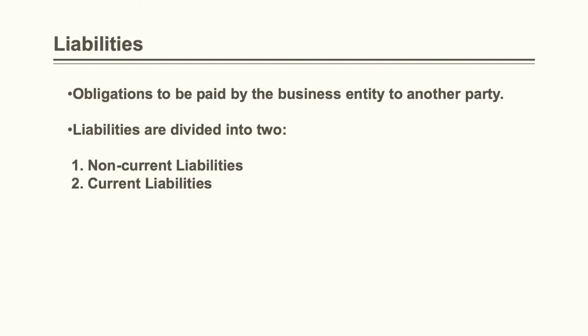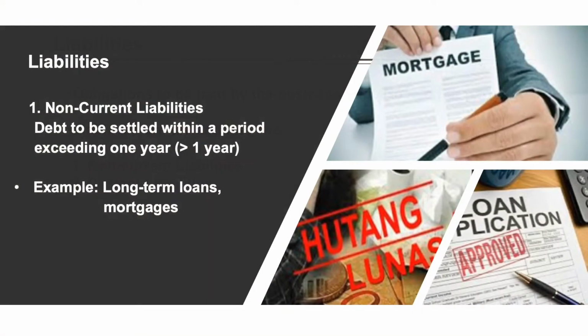Now we go to liability. Liability refers to the obligation to be paid by the business entity to another party. Ini merupakan satu obligasi yang kena dibayar kepada pihak ketiga. Liability is divided into two types. First is non-current liability, which means it's more than 1 year. These are debts to be settled within a period exceeding 1 year. Examples: long-term loan, mortgage ataupun gadai janji. This is a picture of a loan application and mortgage.